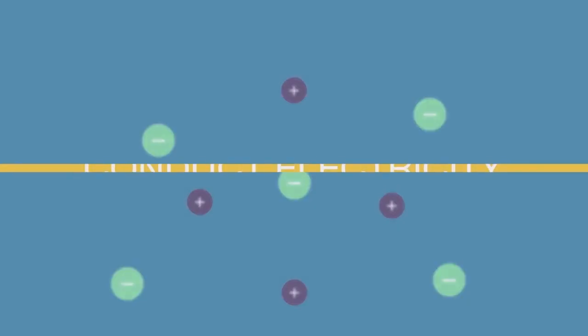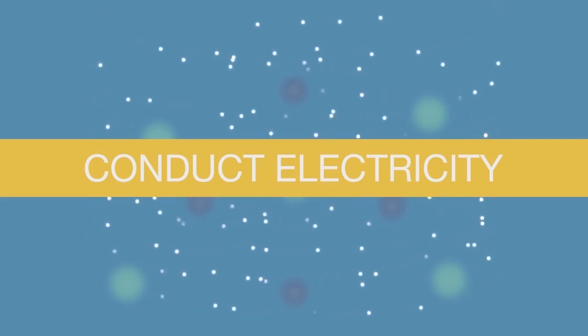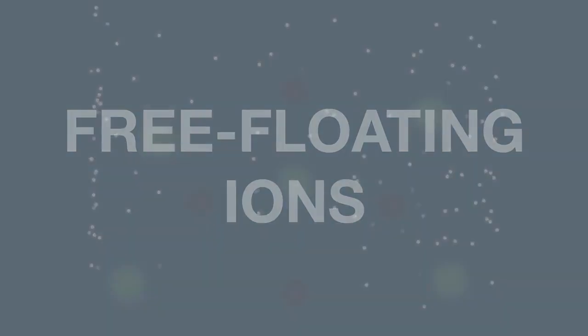An ionic compound dissolved in water can conduct electricity. This is another key property of ionic compounds. This is made possible due to the presence of free-floating ions.